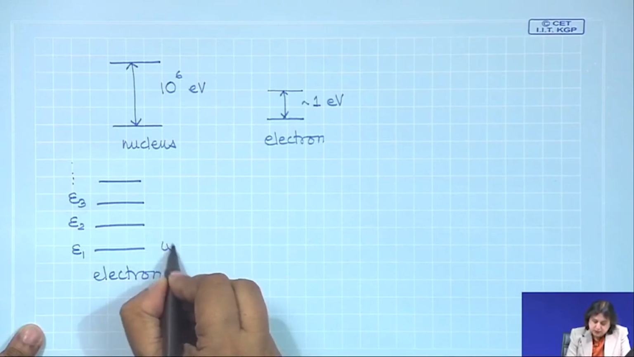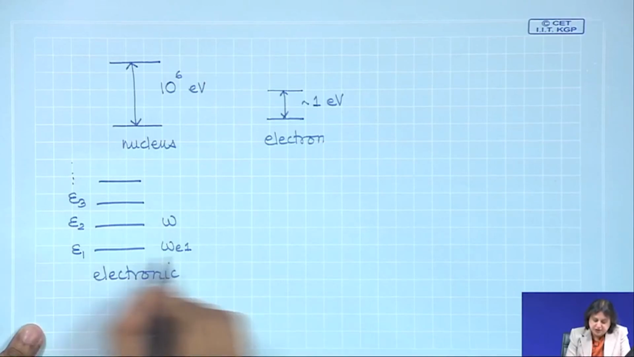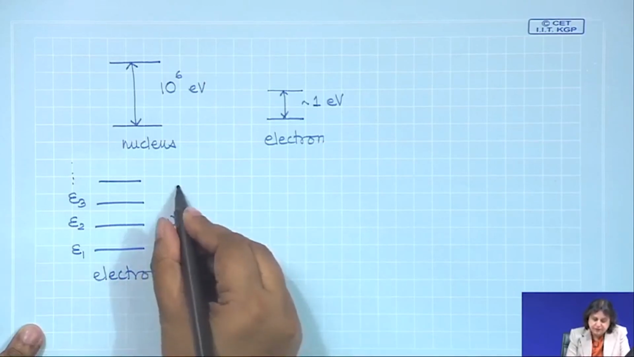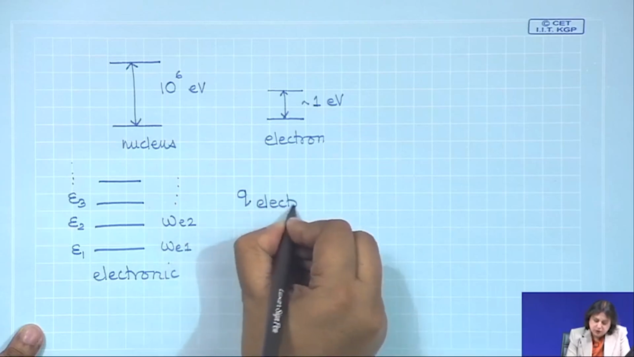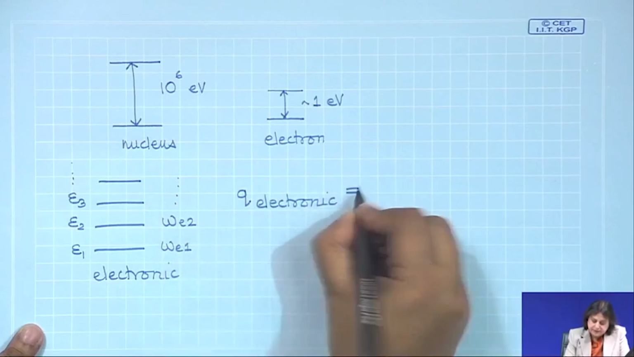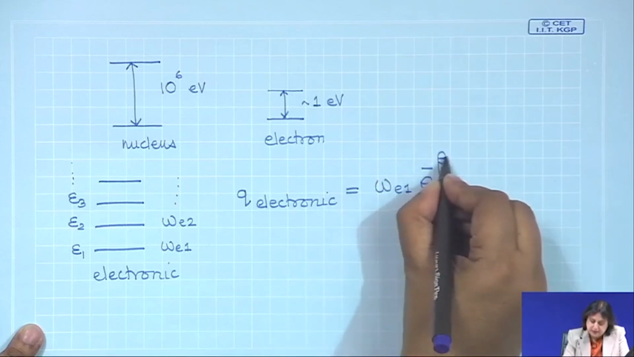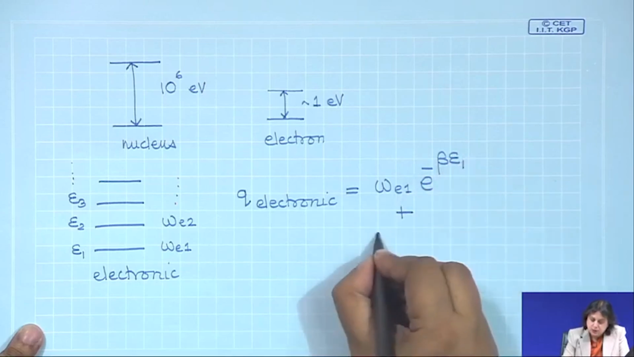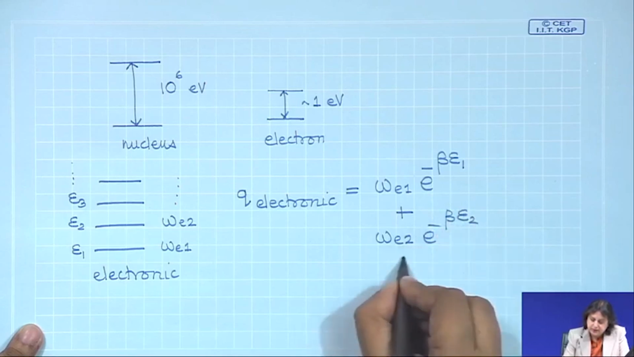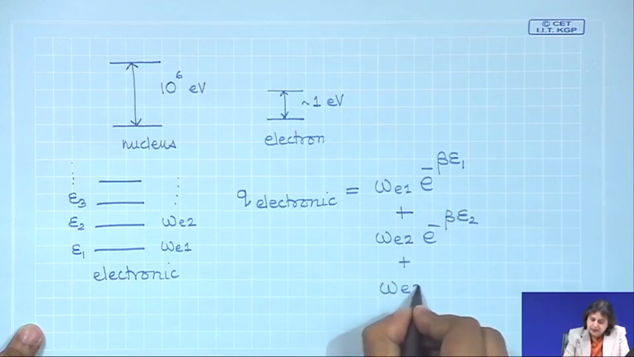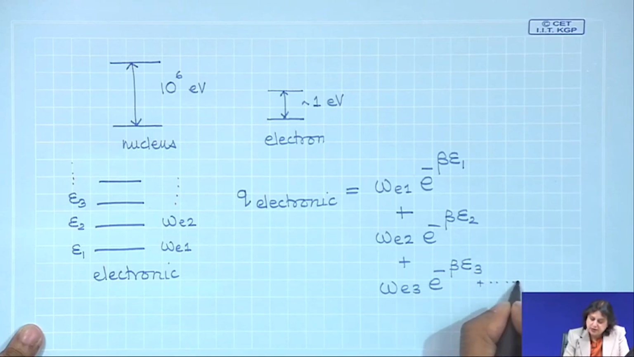And omega E1 is the degeneracy of the energy level epsilon 1, this is epsilon 2, like this. So, what is small q electronic? Now, small q electronic will be given by omega E1 e to the power of minus beta epsilon 1 plus omega E2 e to the power of minus beta epsilon 2 plus omega E3 into e to the power of minus beta epsilon 3 and so on and so forth.